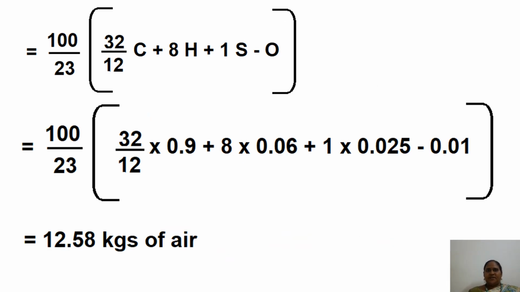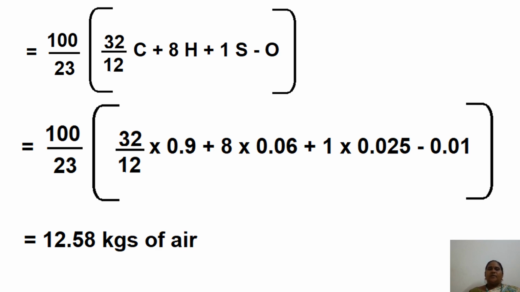Substitute the percentage given in the problem. Carbon 90%, it's written as 0.9. Hydrogen 6%, it's written as 0.06. Sulfur 2.5%, write as 0.025, and oxygen 1%, it's written as 0.01. So finally we arrive at the answer 12.58 kilograms of air. So this is the theoretical air calculation.